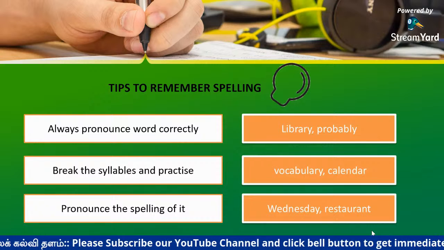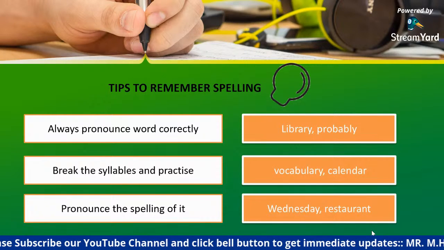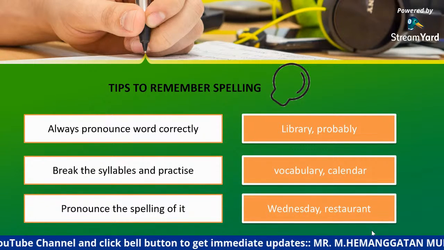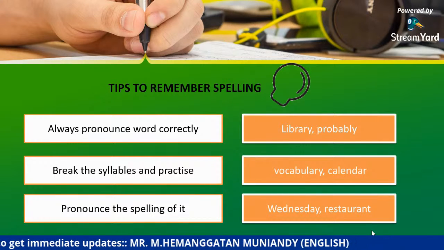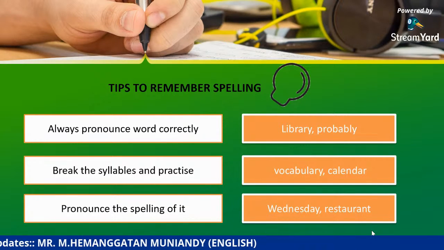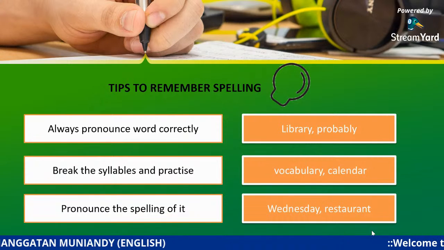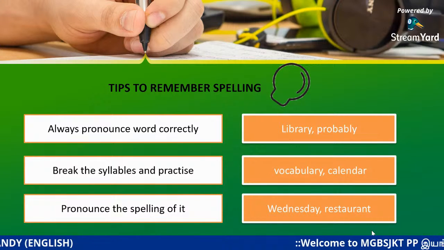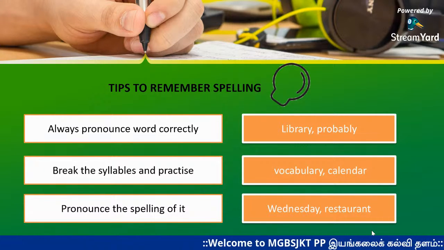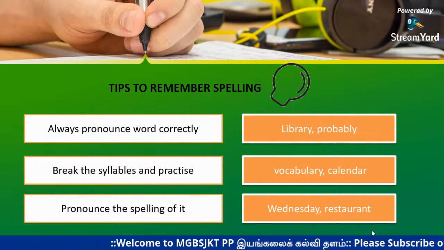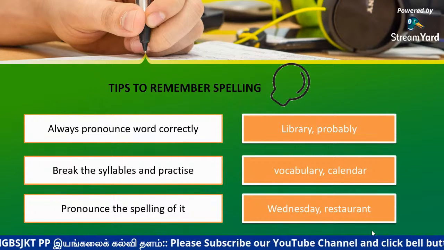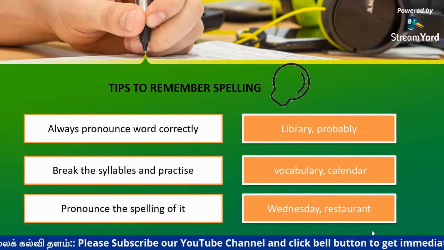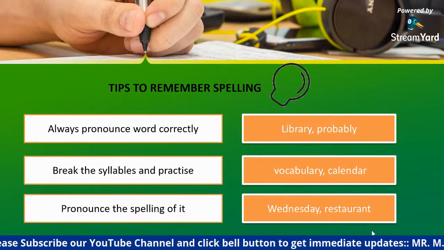The last technique is to pronounce the spelling of it. Yes, you read it right. Pronounce the spelling of it. For example, look at these 2 words. The first word is pronounced as Wednesday. We don't pronounce it Wed-nes-day. We say Wednesday. But when your teacher asks you to spell it, in your mind, spell it as Wed-nes-day. This is how you practice the spelling of it.